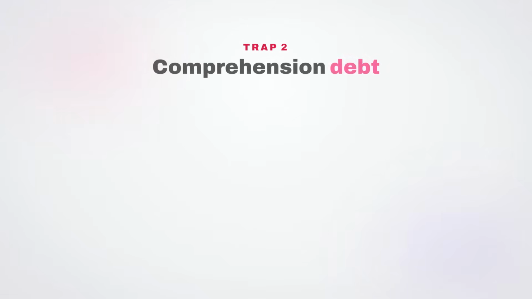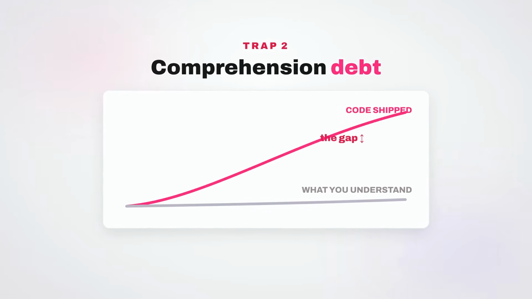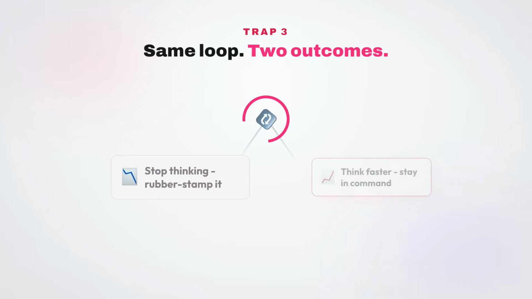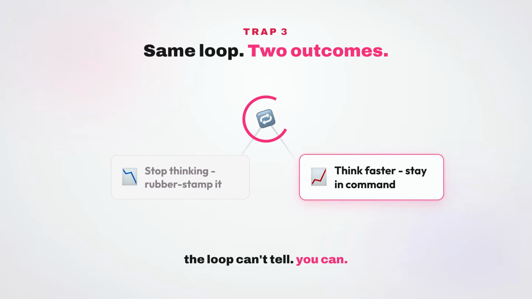Second, your understanding rots if you let it. The faster the loop ships code you didn't write, the wider the gap between your code base and what you understand. On Hacker News, there's a lot of discussion on this. One of my favorite replies was this: when you build this way and you stop understanding your own system, that's when you're too comfortable. When the loop runs itself, it's tempting to stop having an opinion and take whatever it hands you. Build a loop to think faster, and it's amazing. But if you build the loop so you never think again, that's a trap. Same loop, but different philosophies, opposite results.